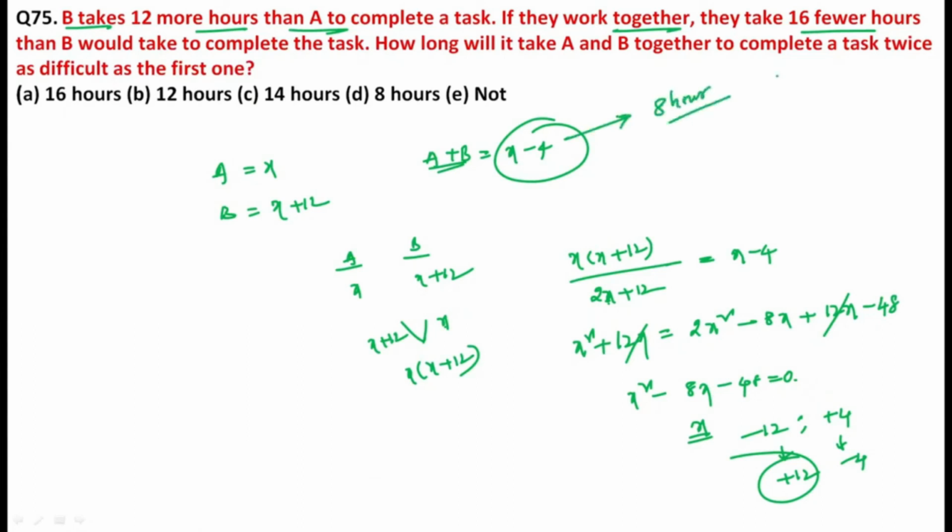Now what is the question? How long can A and B together complete a task twice as difficult? They can complete the first work in 8 hours. So a task twice as difficult compared to the first one definitely takes 16 hours.